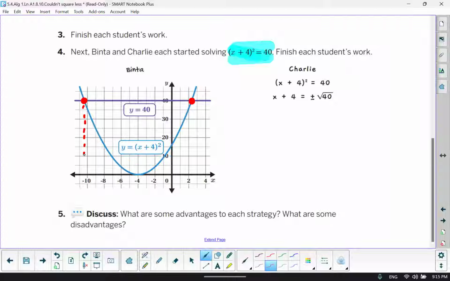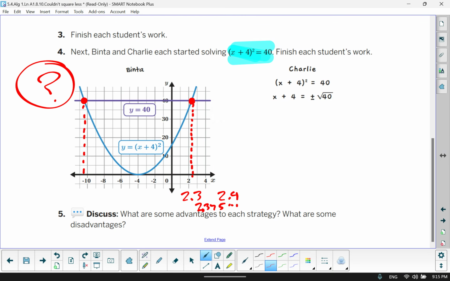I don't know about you guys, but I don't exactly know what the solutions are looking at Binta's. I mean, I guess I can guess, like, well, what are we going to guess? We're going to guess 2.3. We're going to guess 2.4. We're going to guess 2.375, and so on. I'm really having a hard time finding the solutions with Binta's graphing method.